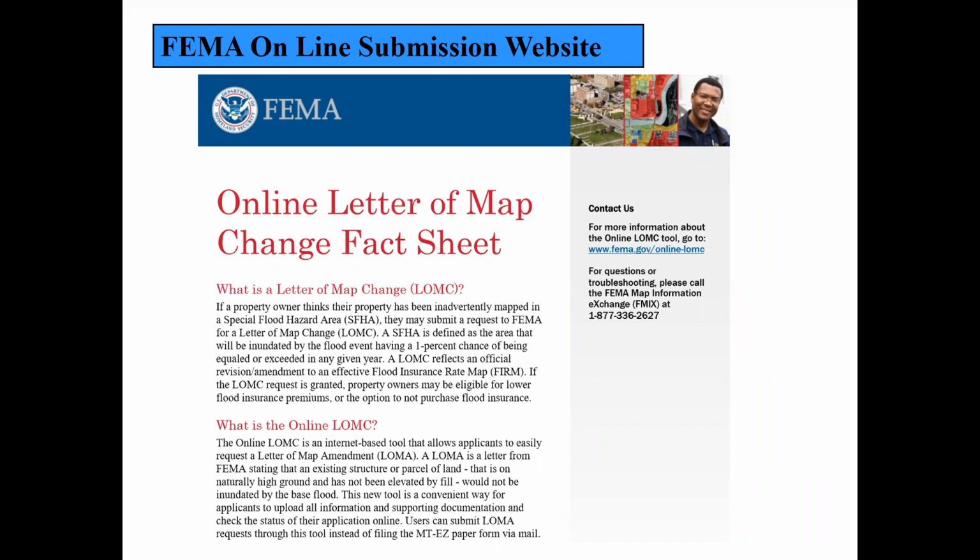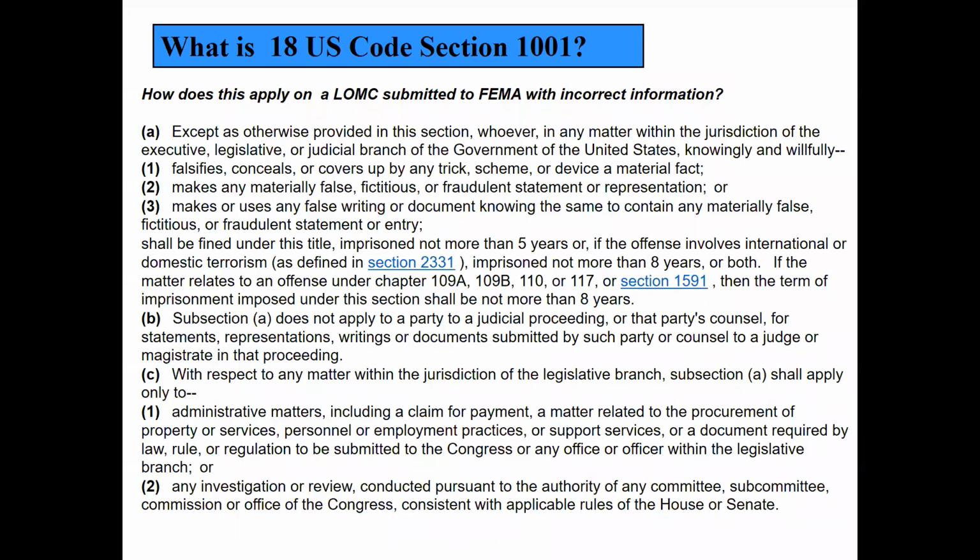All right, what is U.S. Code Section 101? This is the U.S. Criminal Code, and this is what it reads. Basically, it says if you knowingly submit false information to a federal agency, you could be held accountable under the U.S. Criminal Code. So think about that before you sign a community form.